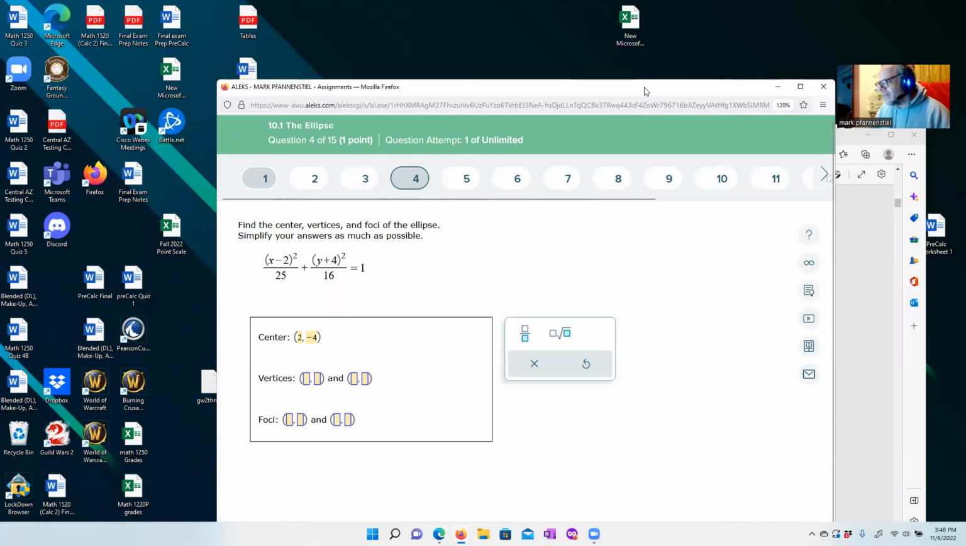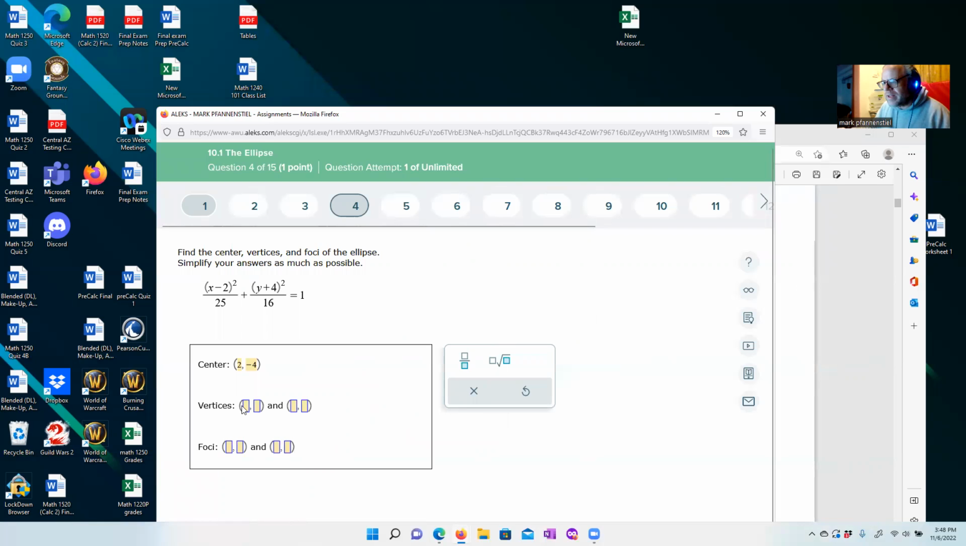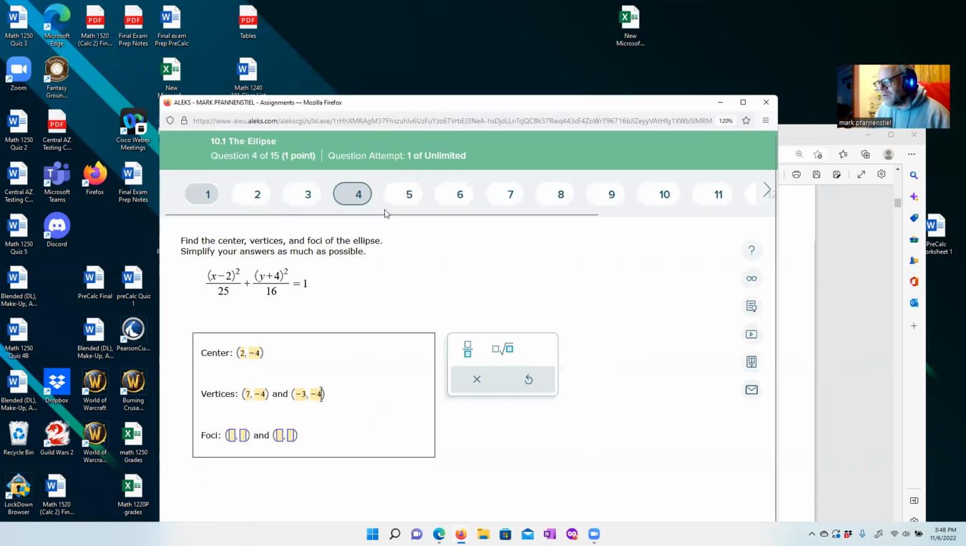So all I'm going to do is just write these things down. Okay, so we have 7, -4. It doesn't matter which order you put these in. Then we have -3, -4. Okay, -3 and -4, just like we found. It is negative. -3, -4.